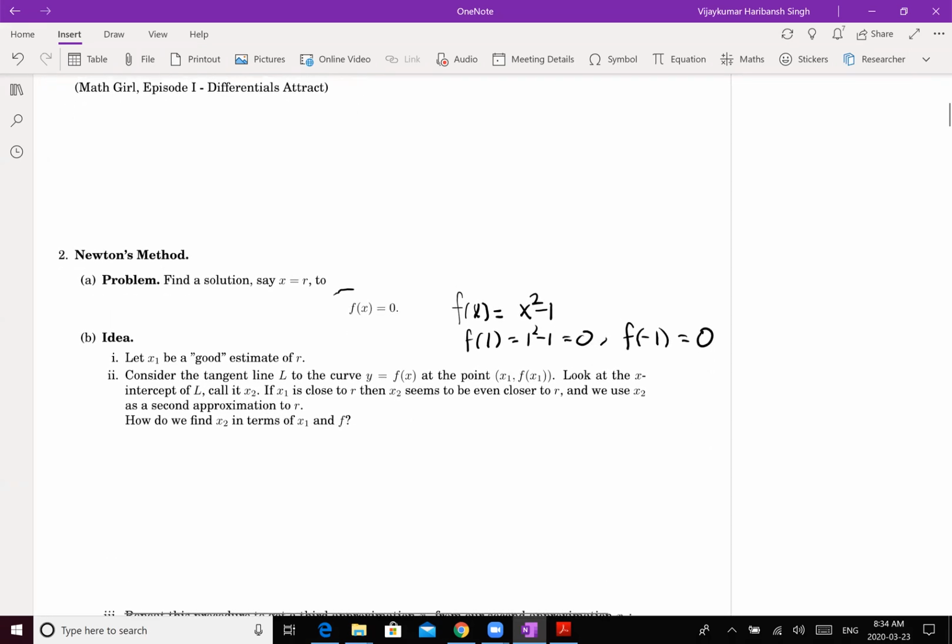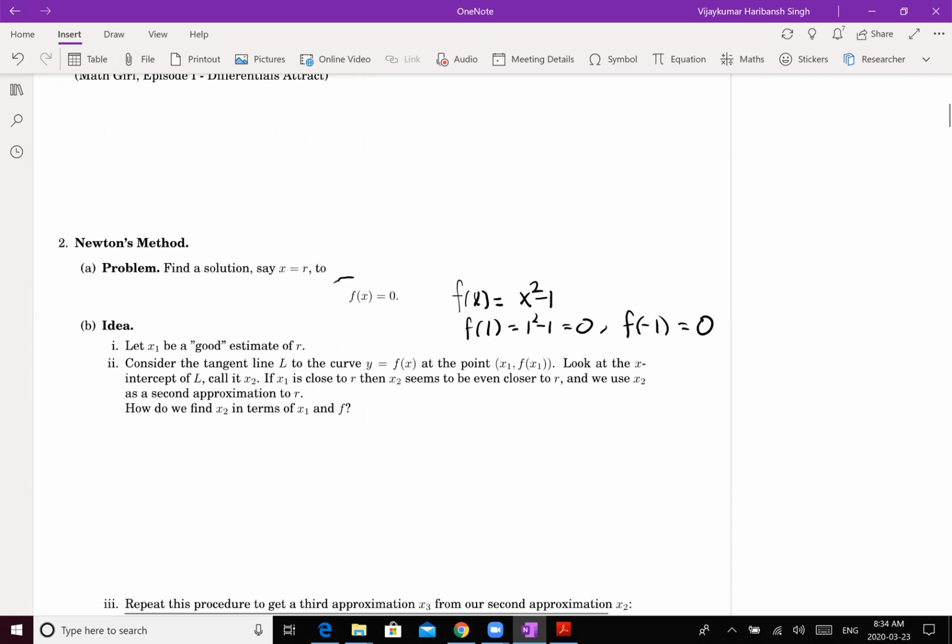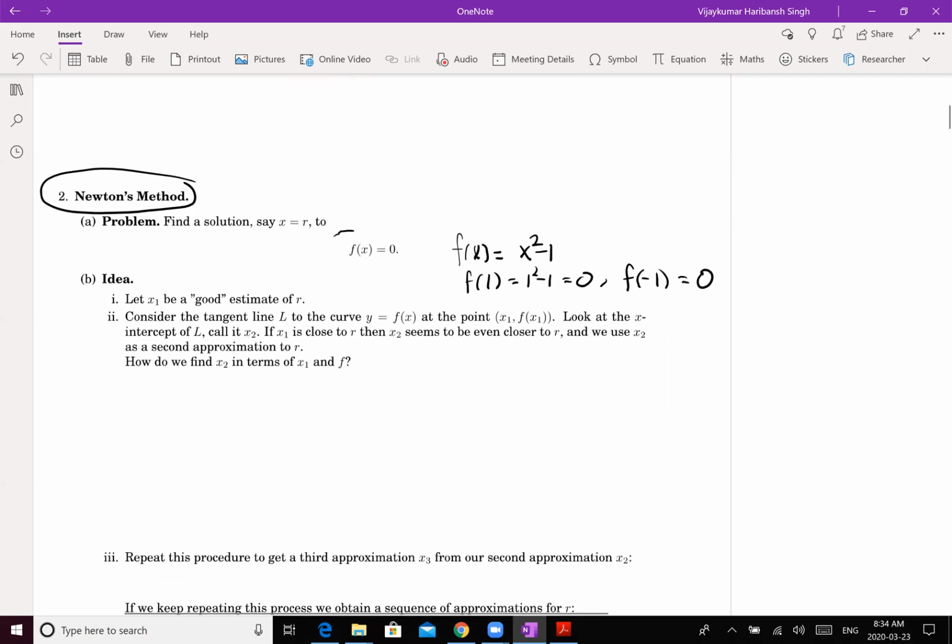So this is what Newton's method does. If you're given a function f of x equals 0, it will try to find the zero of that function. So let's see how it works.